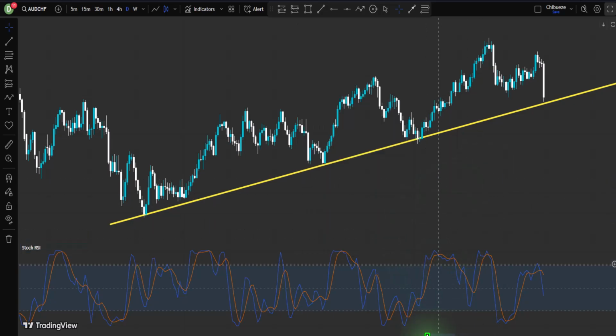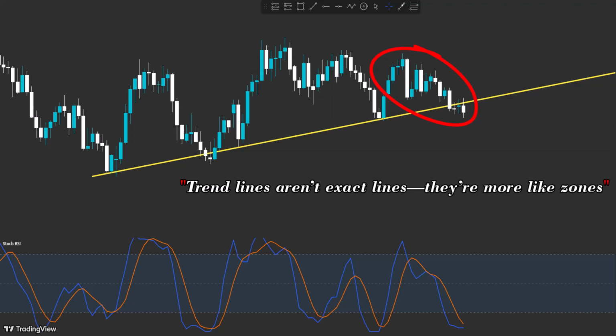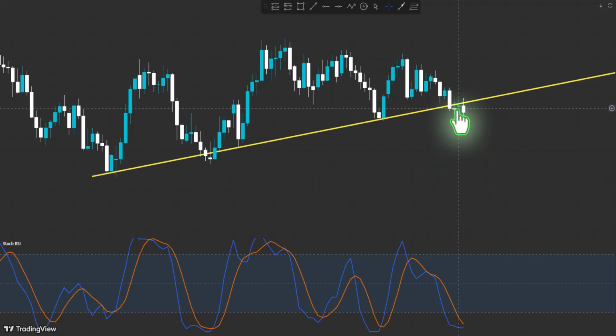Now let's move on to how we actually use this indicator to time our trade entries perfectly. To find a perfect entry setup, here's what we need. We would want the price to start approaching the trend line and the blue stochastic RSI line crossing into the oversold zone, the bottom area of the indicator. Again, remember that trend lines are zones. As I mentioned earlier, trend lines aren't exact lines, they're more like zones. So the price doesn't have to touch the trend line perfectly.